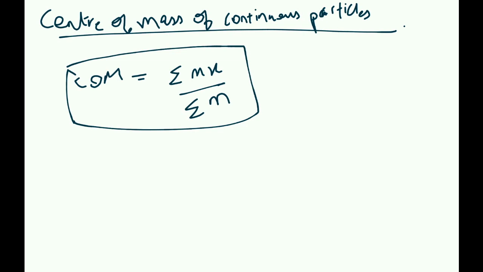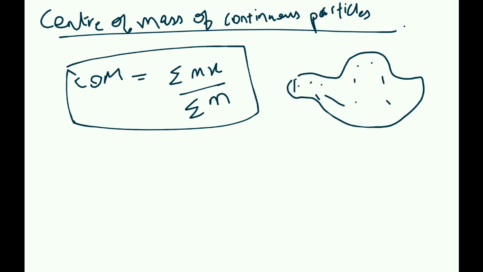But what if the system is continuous? What if I take a really weird shape and I want to find the center of mass? You can't take the number of points, because this is going to be infinite, right? So what we do is we use something called integration. You all know what integration is.